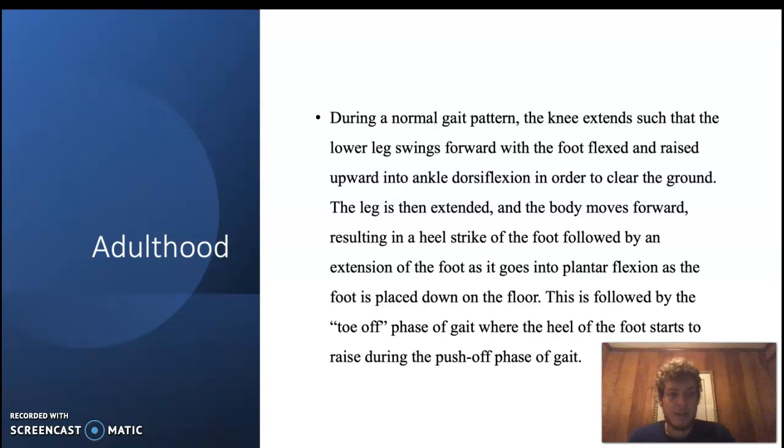During a normal gait pattern, the knee extends such that the lower leg swings forward with foot flexed and raised upward into ankle dorsiflexion in order to clear the ground. The leg is then extended and the body moves forward, resulting in a heel strike at the foot, followed by an extension of the foot as it goes into plantar flexion as the foot is placed down on the floor. This is followed by the toe-off gait phase, where the heel of the foot starts to raise during the push-off phase of gait. Like I said, adulthood, you are a more advanced human being.